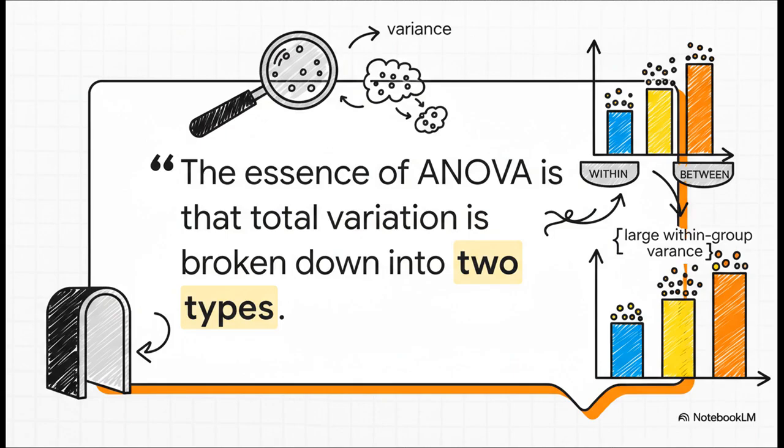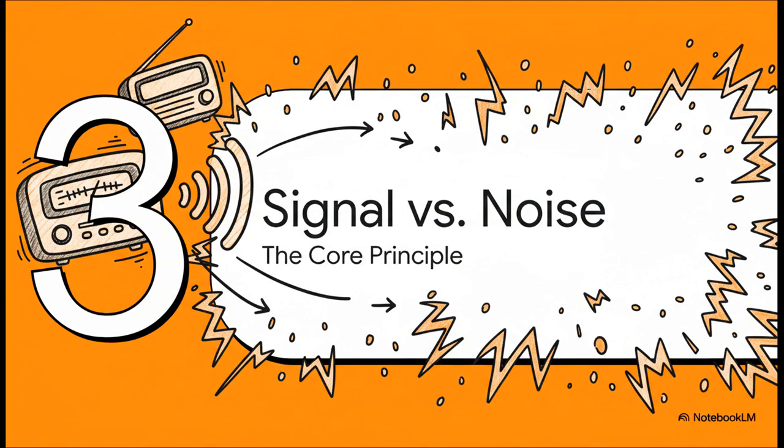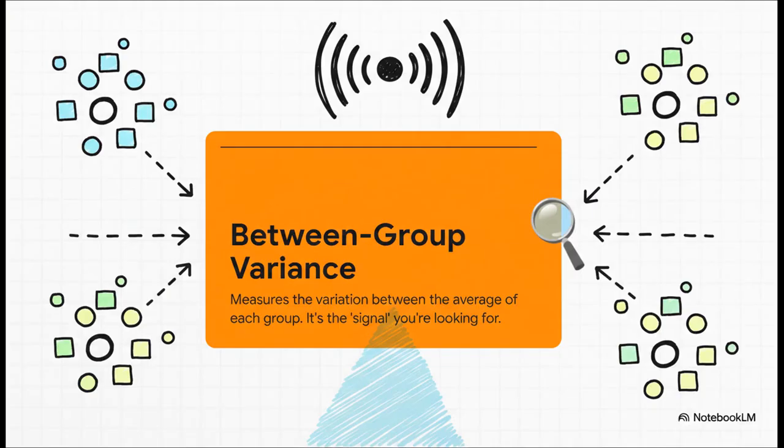See, instead of comparing the group averages head-on, it takes this clever backdoor approach. It looks at variance, which is just a fancy word for how spread out your data is, and it breaks all that spread into 2 really important types. To really wrap your head around ANOVA, just imagine you're tuning an old radio. You're twisting that dial, trying to find a clear song. That's the signal. And you're trying to get rid of all that annoying static and hiss in the background. That's the noise.